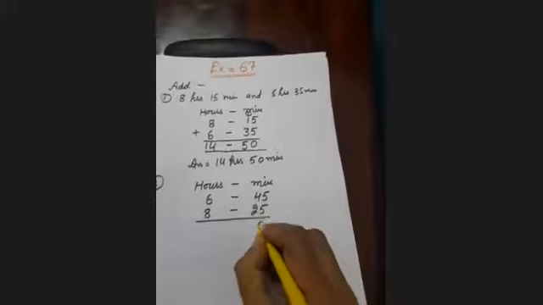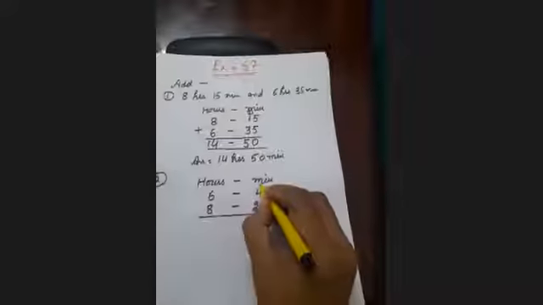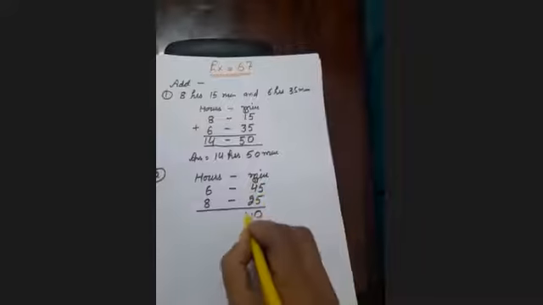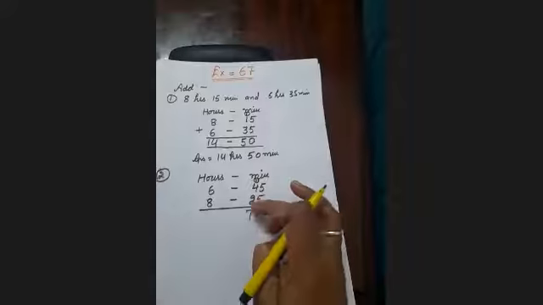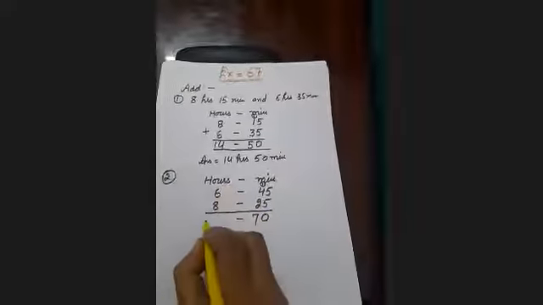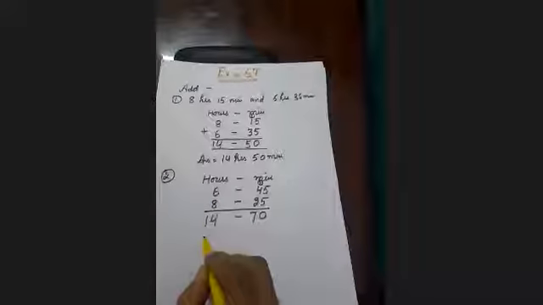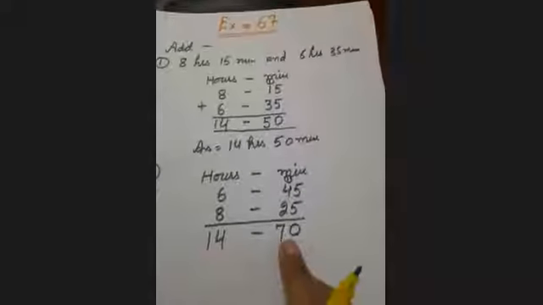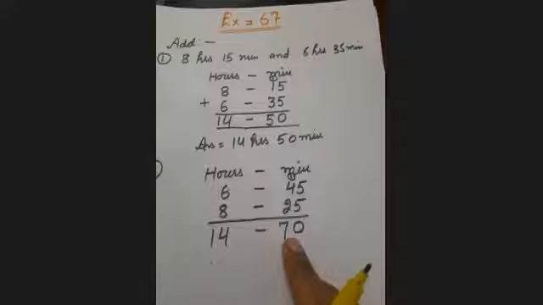5 plus 5, 10. So we'll put here 0 and 1 is carry. 4 plus 1, 5. And 5 plus 2, 7. Now add hours. 8 plus 6, 14. Now students, here also we have 14 hours and 70 minutes.